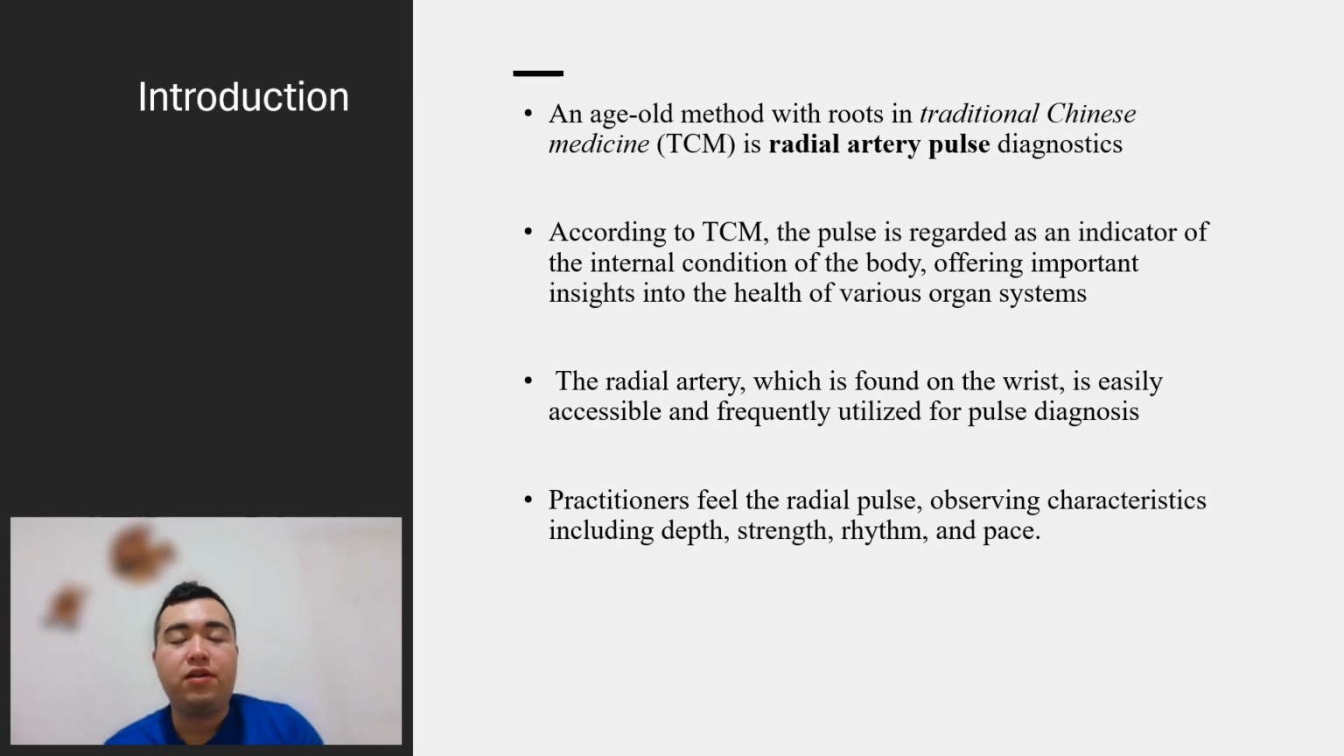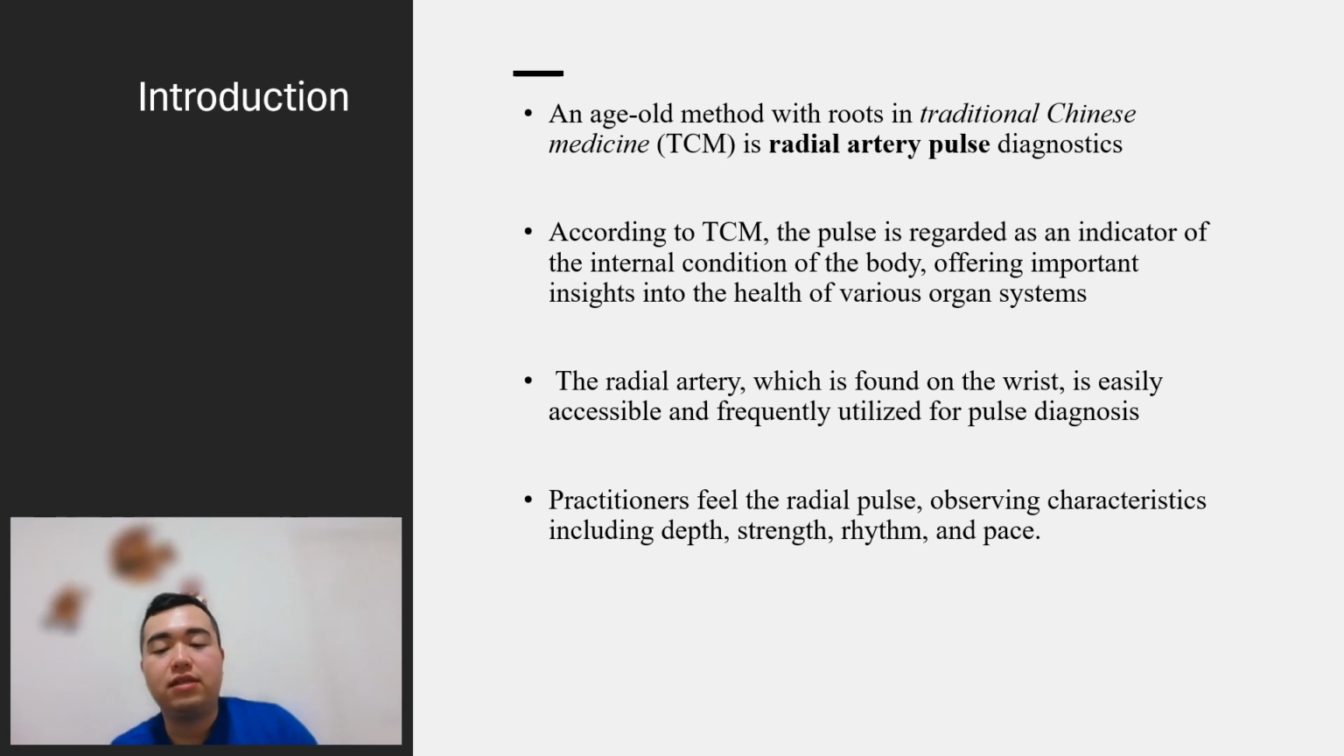So, a bit of an introduction here is that we are interested in radial artery pulse diagnostics, which is an age-old method in traditional Chinese medicine, which entails evaluating a patient's health by looking at the pulse at the radial artery. According to TCM, the pulse is regarded as an important indicator of the internal condition of the body, offering important insights into the health of various organ systems.